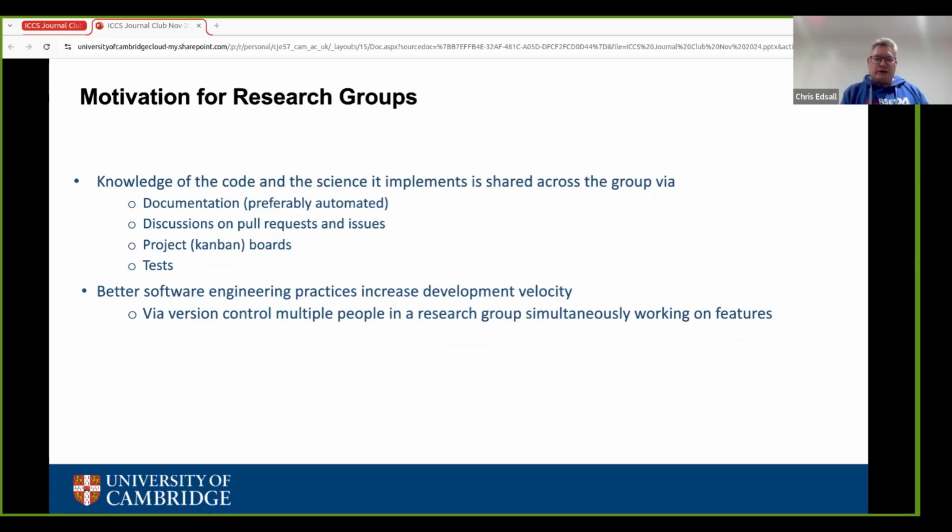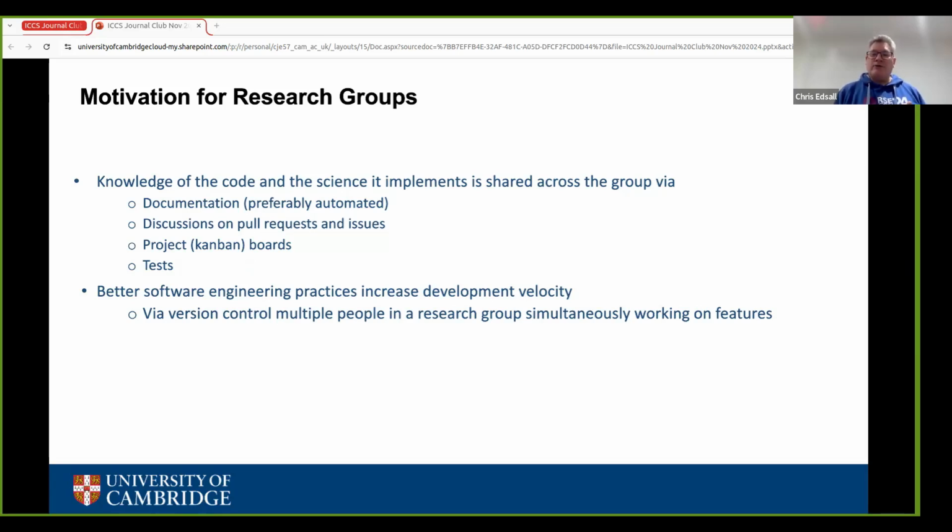Science is a team sport. You are unlikely to have been the only person doing your research. You're likely to be in a research group, and why research groups will find software engineering practices useful is that it enables sharing the knowledge of both the problem domain, so the hard one, knowledge of what the problem is, and also the knowledge of the implementation across the group. And one of the best ways to do that is with documentation.